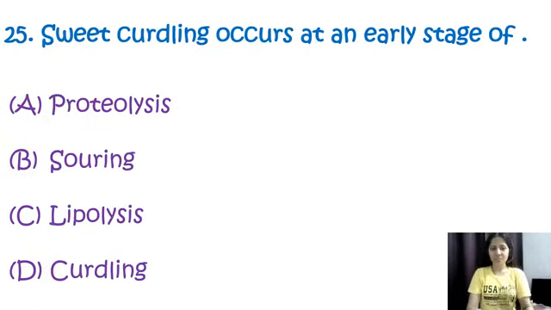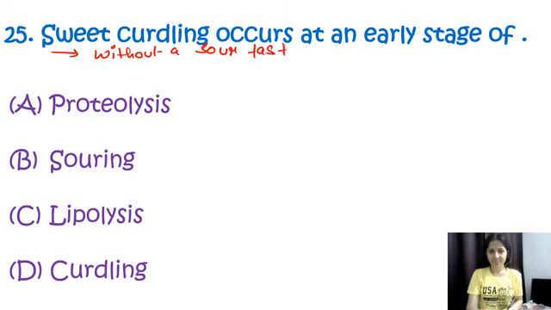Question number 25. Sweet curdling occurs at an early stage of, so the options are proteolysis, souring, lipolysis or curdling. So what exactly is sweet curdling first? Sweet curdling actually refers to the separation of curds from milk without acid. So it is without acid. This occurs during the initial stage of the process. Comment me down the correct option for this question.